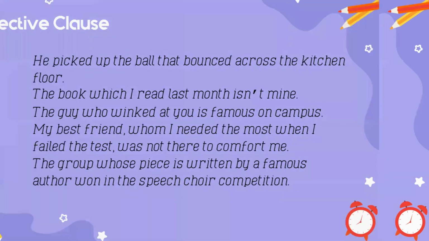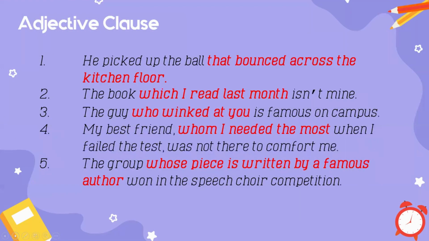Let us answer. For number 1, we have that bounced across the kitchen floor, modifying the direct object ball, which is a noun. Therefore, as we all know, it's an adjectival clause. Which I read last month, modifying the subject book. Number 3, adjectival clause again because it modifies the noun, which is our subject, guy.